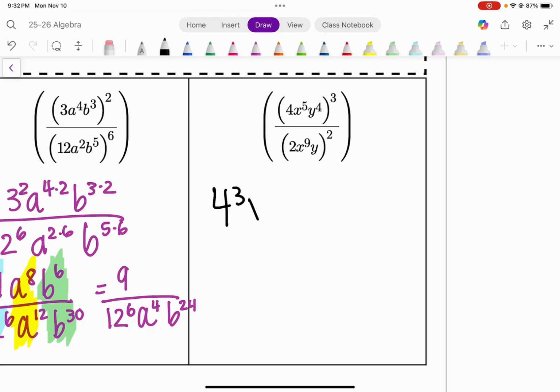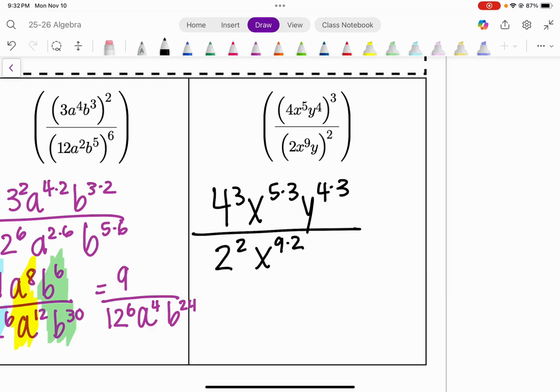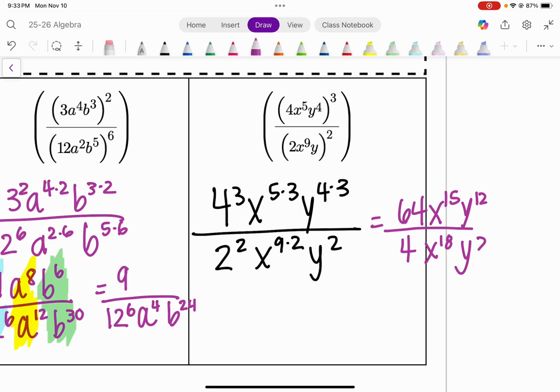4 to the 3rd, x to the 5 times 3, y to the 4 times 3. Divided by 2 squared, x to the 9 times 2, y to the 2. Okay, now, I know 4 cubed is 64. I know 2 squared is 4. Okay, numerator x's. I'm going to get x to the 15 and y to the 12 divided by x to the 18, y to the 2.